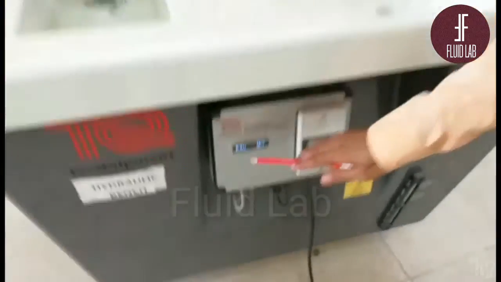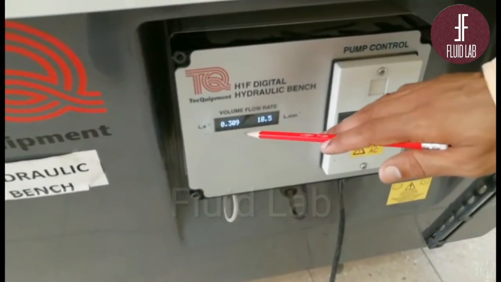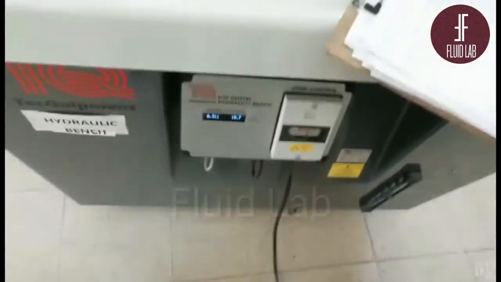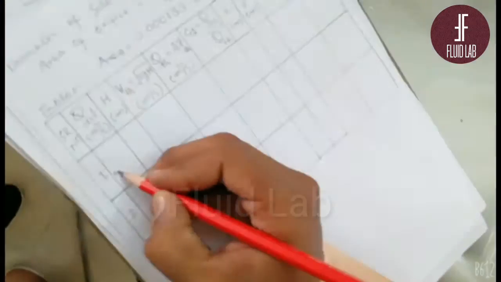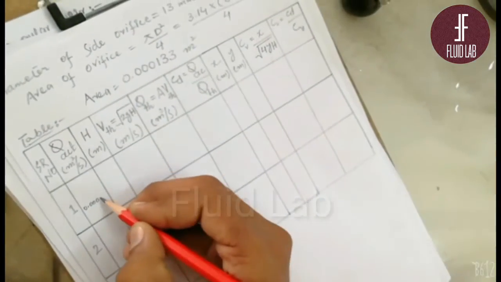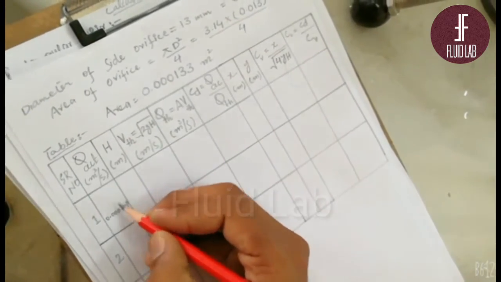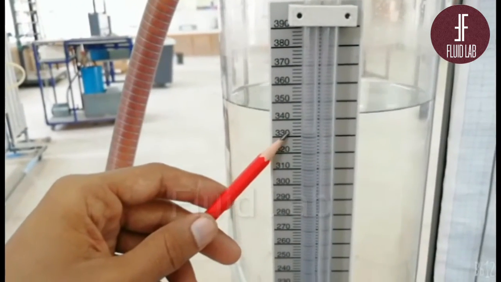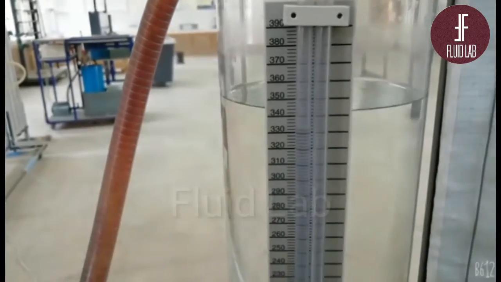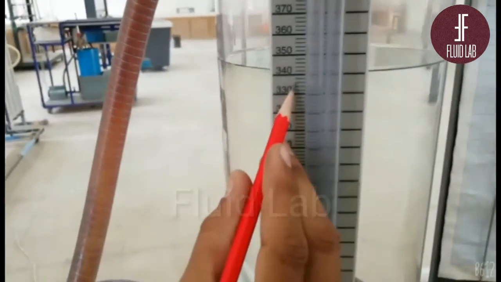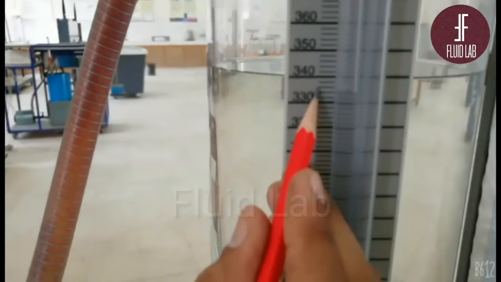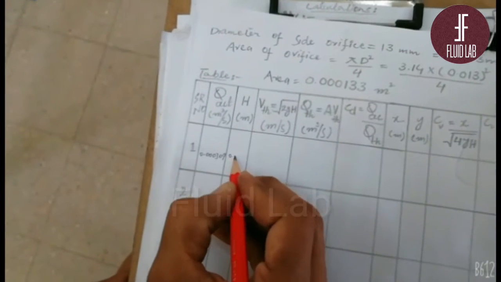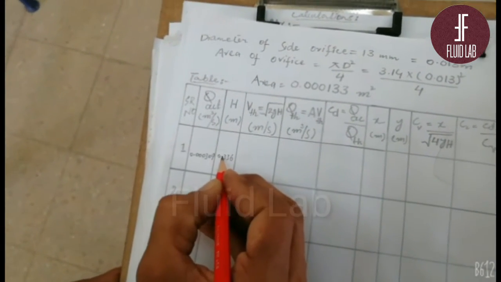So our discharge is 0.309 liter per second. So we can write 0.000309 cubic meter per second. Next, the head of water, capital H: one small line represents 2 millimeter, so that is almost here. You can see this is 336 millimeter. 336 millimeter means 0.336 meter.